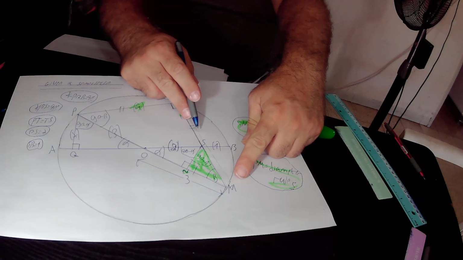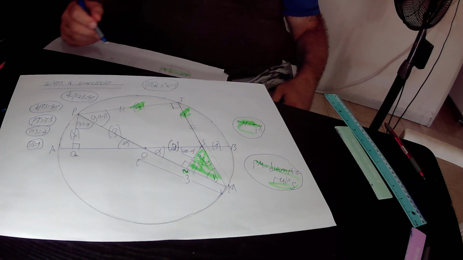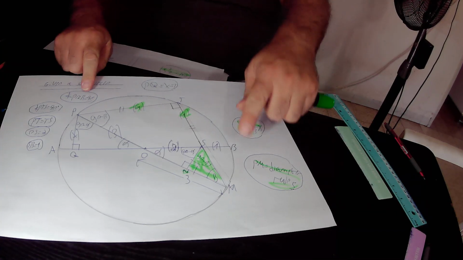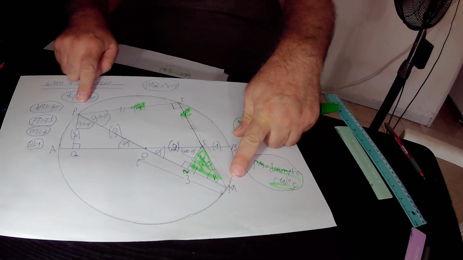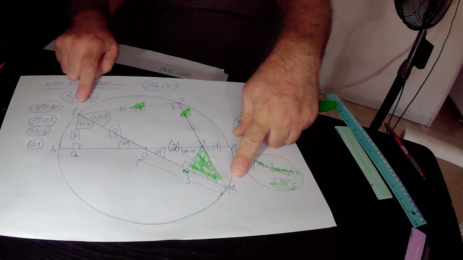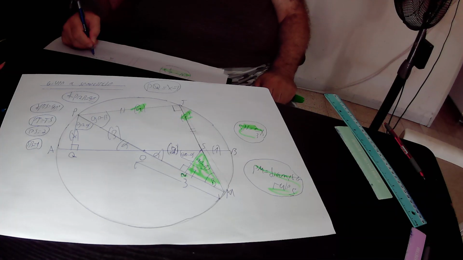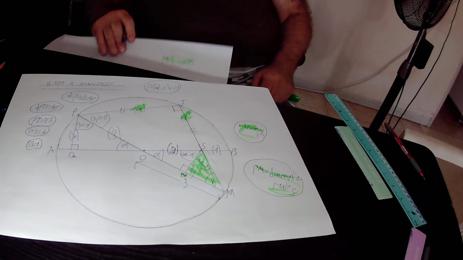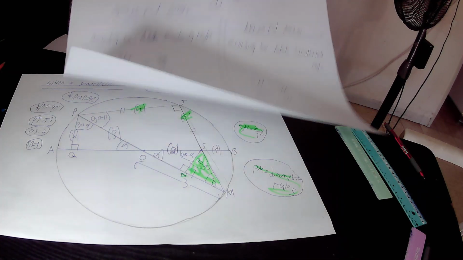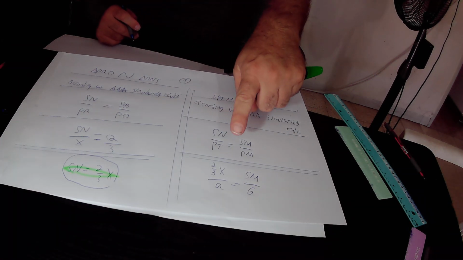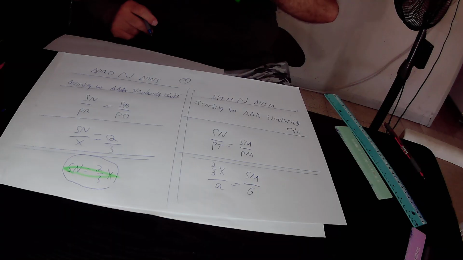SM is the missing side, so we leave it as it is, over PM. PM is the diameter of this circle. The radius is 3, therefore the diameter must be equal to 6. So PM equals 6. So in total, we actually found out that two-thirds x over A equals SM over 6.